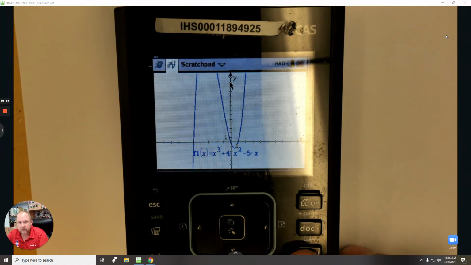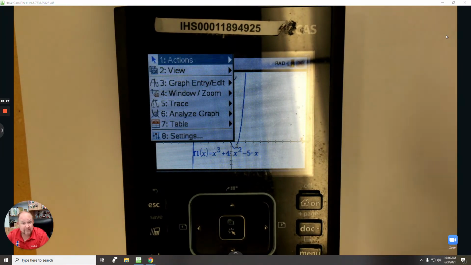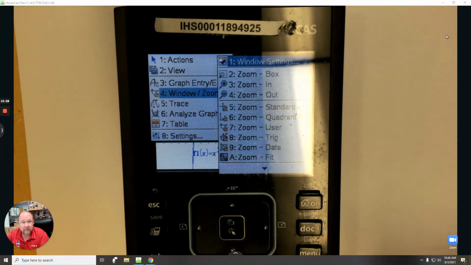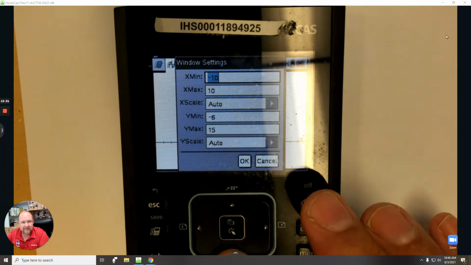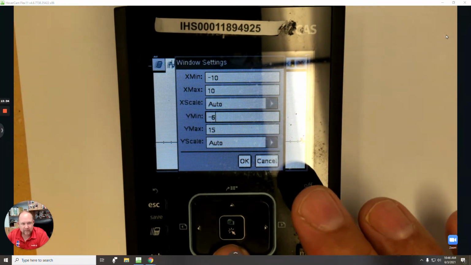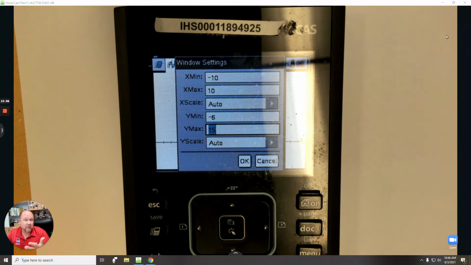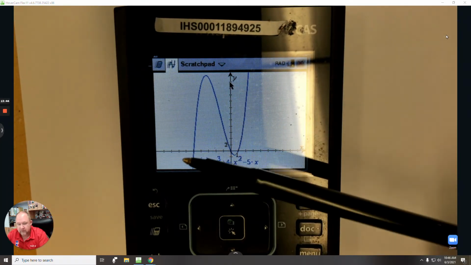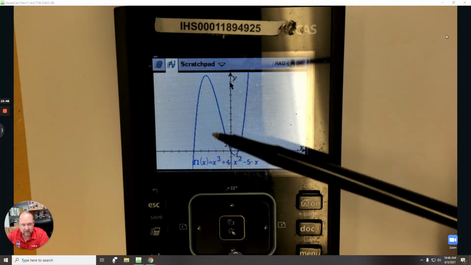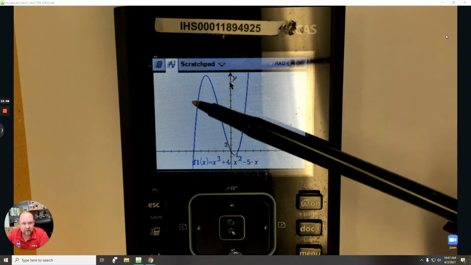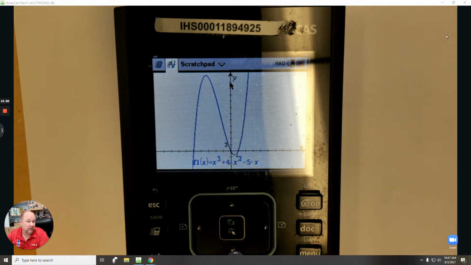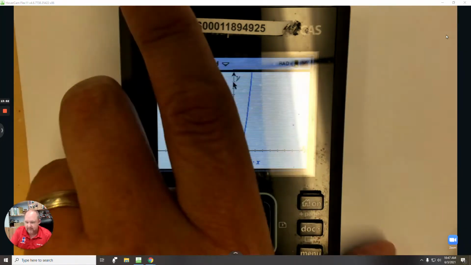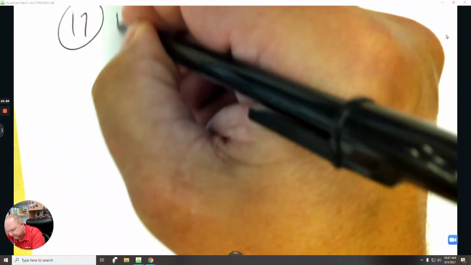So let me change the window again. So back again to menu and window and custom window or window settings. And then change the y maximum again. And again, there's no right answer here, like 25, 30, 35. You're going to have to try. So at 25, do you see the turn now? So if you pick 30, that would be fine too. But can you change the window to see the essential points of the graph? So there we go. So I'm going to draw that now in a little window box right here.